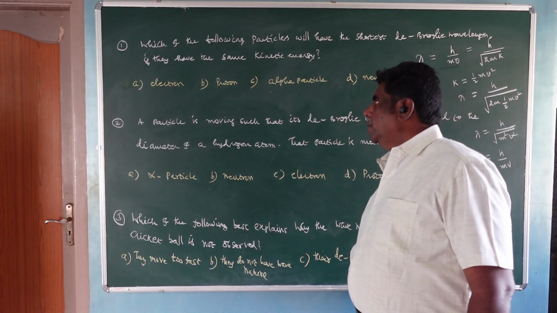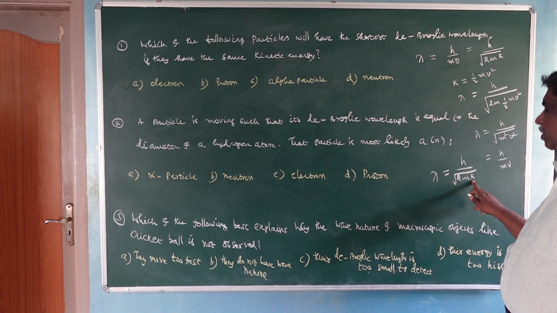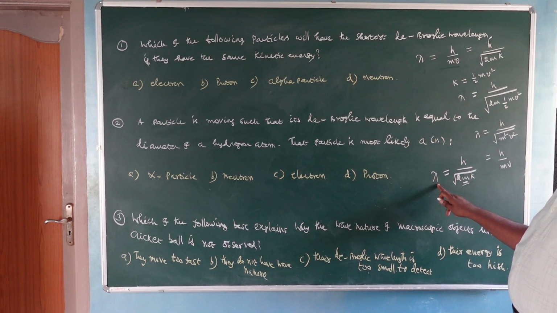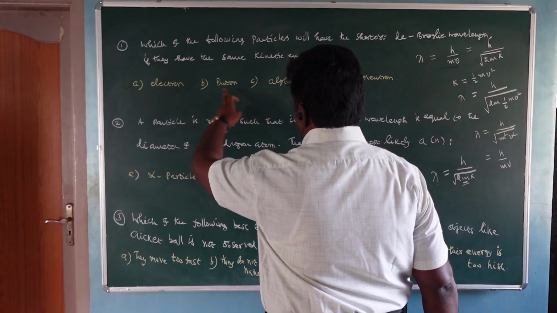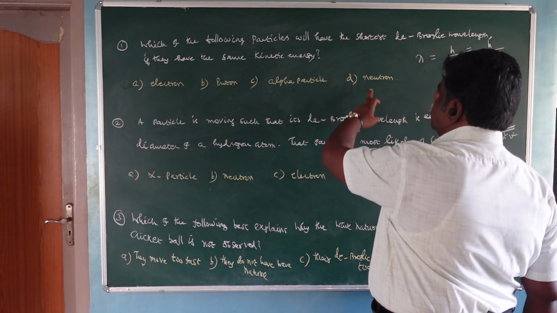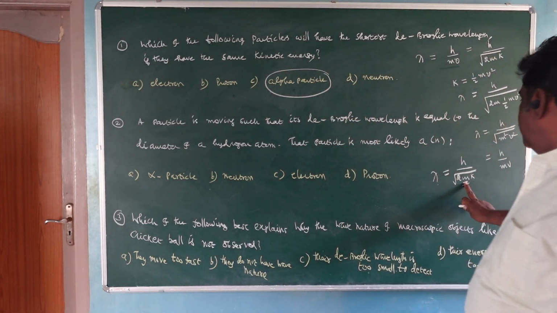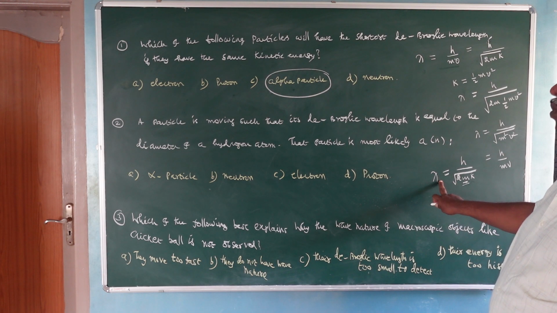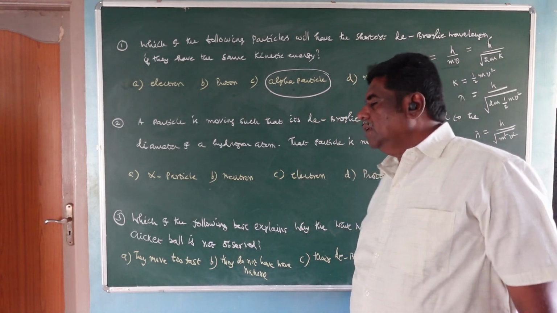In this problem, they have pointed out that all the particles are having the same kinetic energy. K value is same. Then the affecting factor is mass. Greater the mass, smaller should be the wavelength. Among the four particles, electron, proton, alpha particle and neutron, alpha particle has greater mass. If the value of m is large, the value of lambda is low. Therefore, option C, alpha particle, is correct.